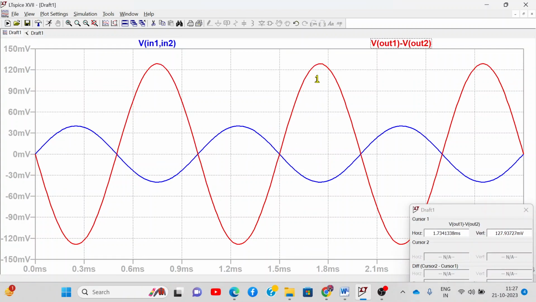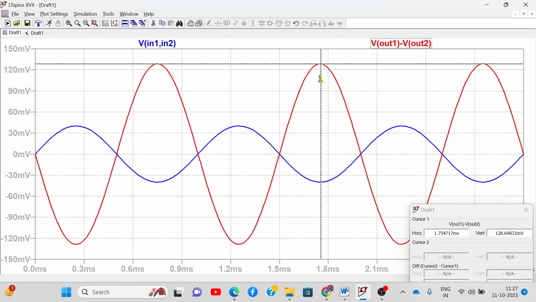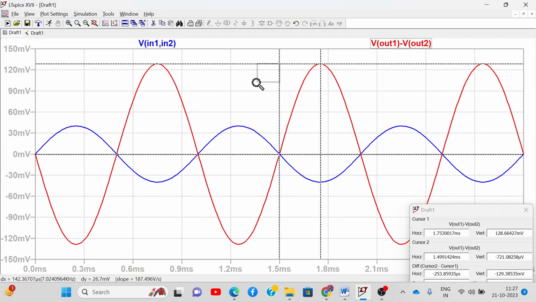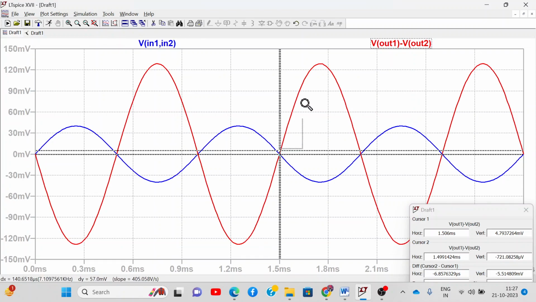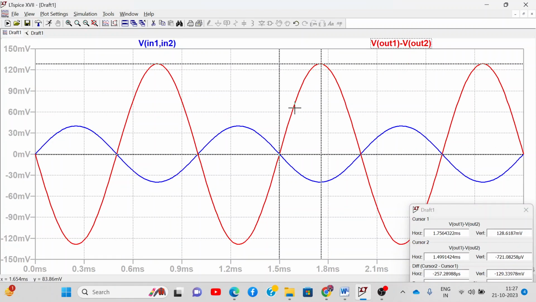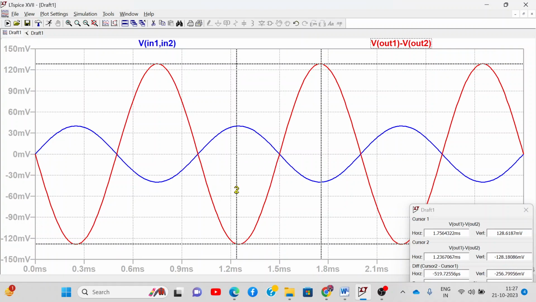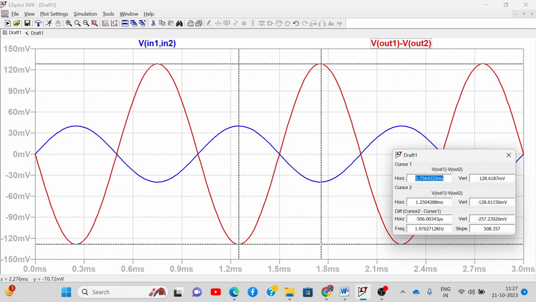So I need to measure the peak to peak value of the output waveform. So what you do is right click on this. You'll get one cursor, select at the maximum peak. You'll get a second cursor, select at the minimum peak. So here I'll select it over here. Wait, this I'll go to maximum and this I'll go to minimum. So the peak to peak value, that means 257 millivolt is my differential output.